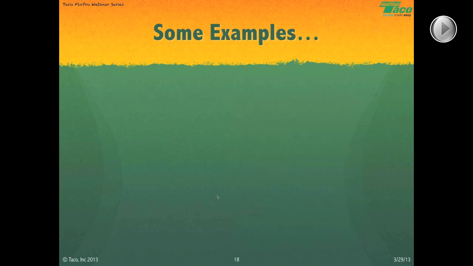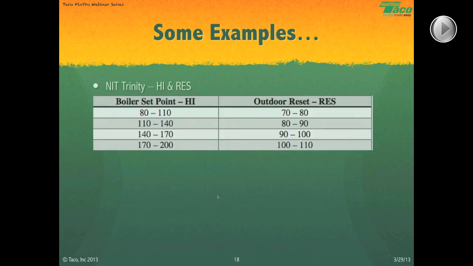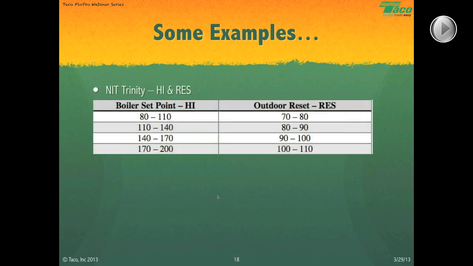Well, let's do an example. A couple of examples. This is the NTI Trinity boiler programming nomenclature. What they want with the NTI Trinity is to set your high. They call it HI. That's the boiler set point, and they give you these ranges. And then you pick an RES or reset. What that does is it sets the lower limit, the lower end of your temperature. Then you also tell it what the design temperature is, and it figures it out from there for you. So you just set these ranges, and you work on it like that.